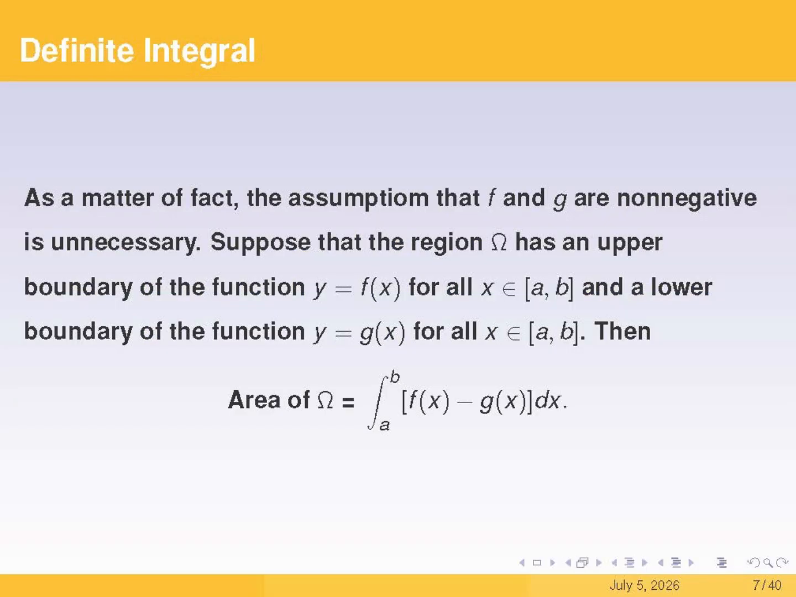This screen shows that, to find the area bounded by two continuous functions f and g on the closed interval from a to b, we do not actually need to assume that both f and g are non-negative. Generally speaking, as long as the upper boundary of the region is given by function f and the lower boundary is given by function g, the integration formula for the area between them stays exactly the same, just like the very last line on the screen. We will look at how to prove this on the next slide.